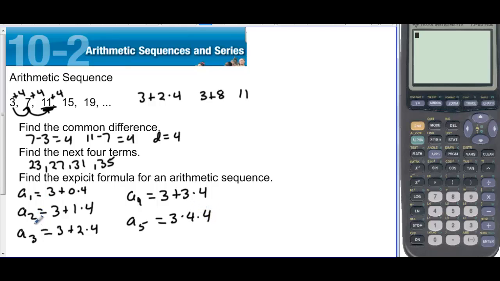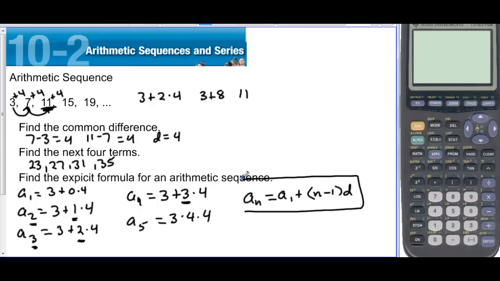Notice that to get the second term, we add on one 4. To get the third term, we add on 2 fours. So the amount of fours we add on lags behind the nth term by 1. So on the fourth term, we had 3 fours. So a sub n is equal to, we'll take the first term and add on n minus 1 times the common difference. So this right here, that's what you need to know. That's the explicit formula for an arithmetic sequence.